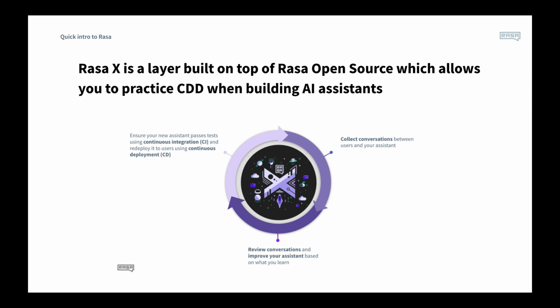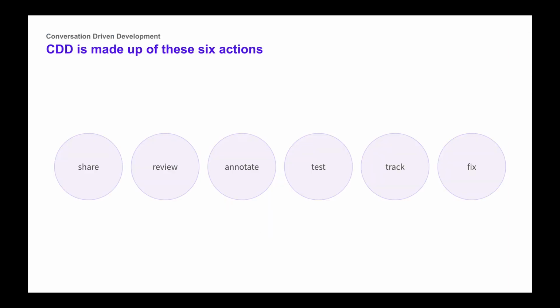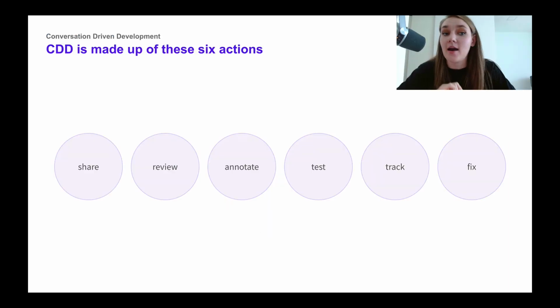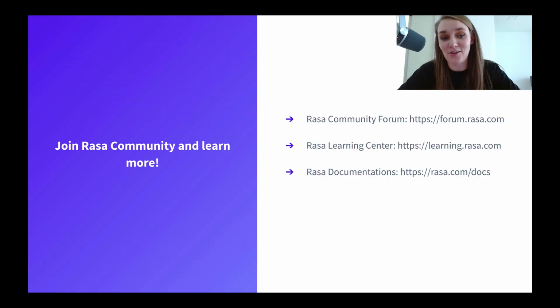This whole cycle can be made easier with another tool which is free and is built on top of Rasa open source. It is called Rasa X. It's a really nice UI that allows you to basically follow the entire conversation-driven development cycle, which consists of 6 main steps. Sharing your assistant, reviewing those conversations, annotating new conversations, testing everything, and then tracking how those conversations influence your assistant's performance, and fixing anything that still needs to be improved about your assistant. It can be a specific skill, it can be specific conversation, and so on.